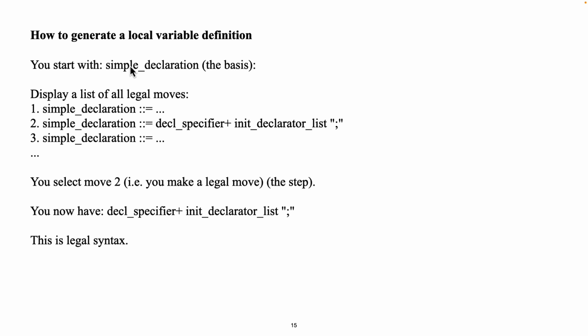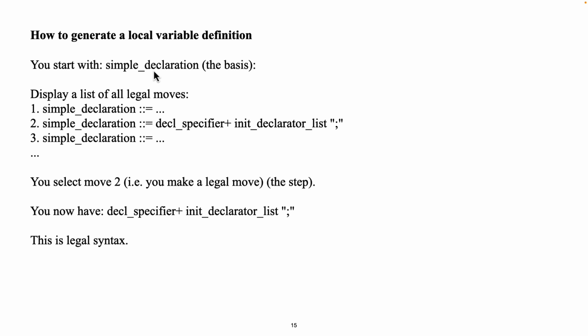Digression. This is the wrong place to start. The reason is a simple declaration can occur in a namespace, but a local variable definition cannot. A simple declaration can occur in a class, but a local variable definition cannot. So we're actually starting in the wrong place, but let's put that on the shelf for now and keep going.